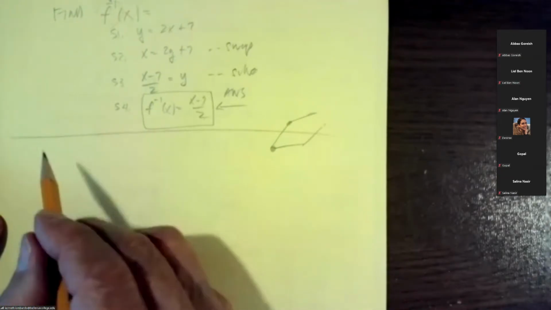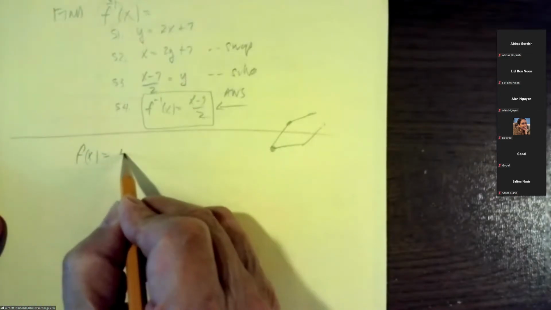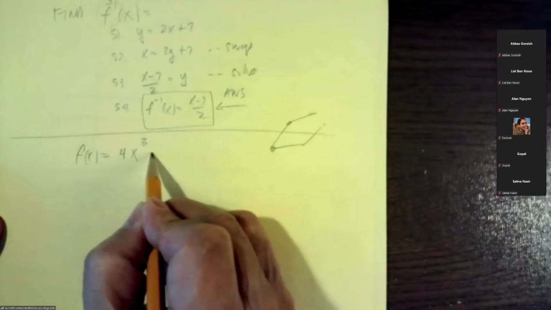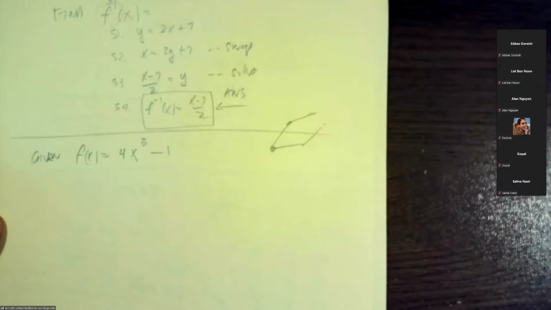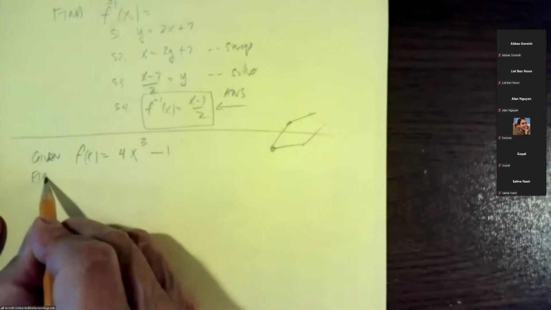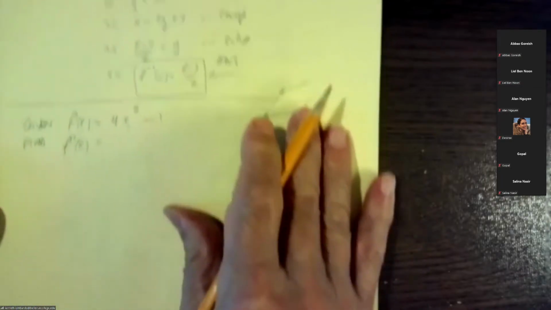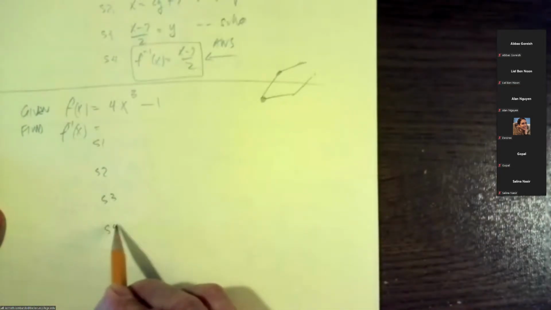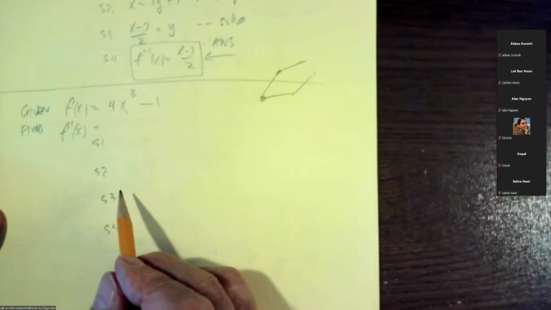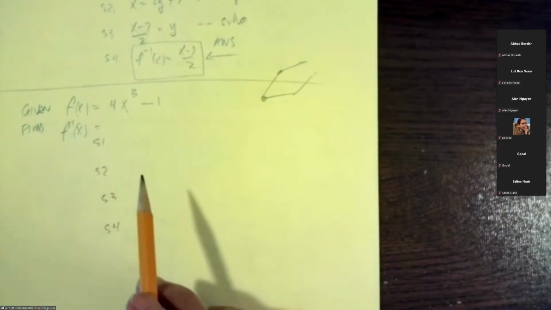Okay, let's say you're given f of x equals 4x cubed minus 1. So this is what you're given, and you're asked to find the inverse of x. Then we do step 1, step 2, step 3, step 4. So remember what the steps were.